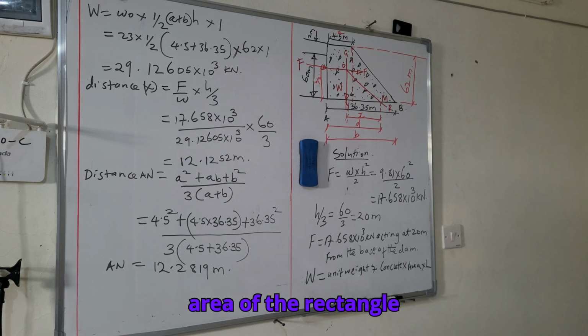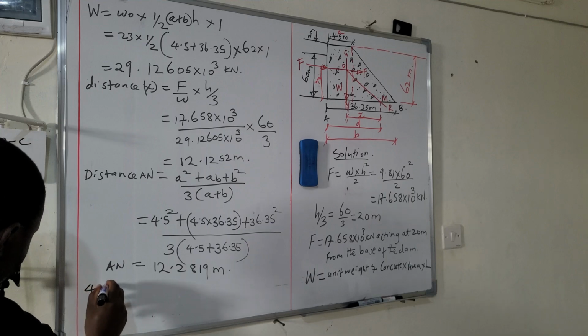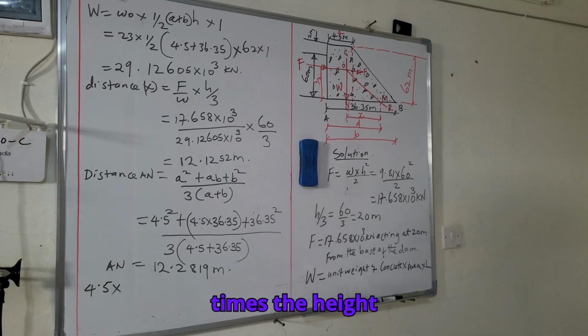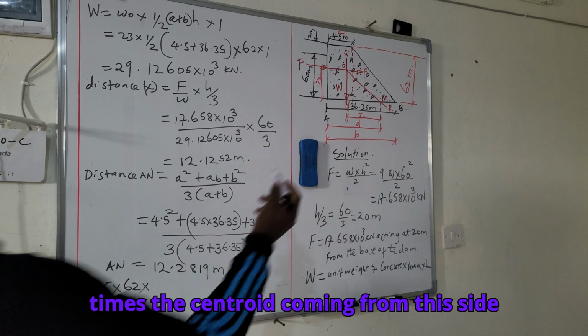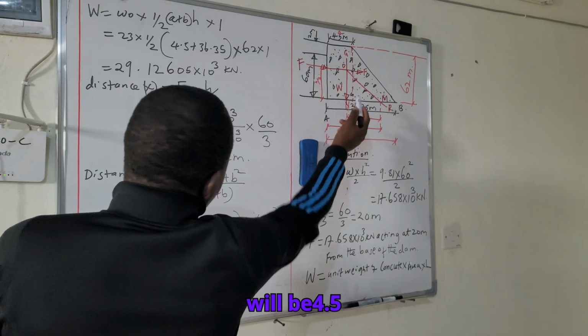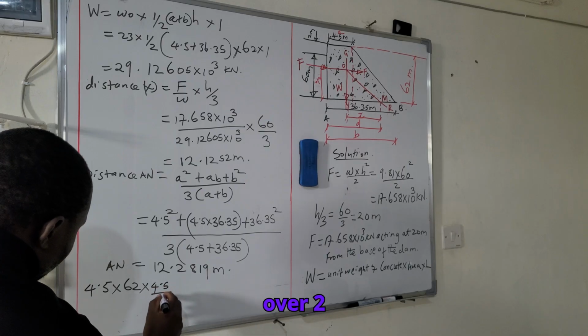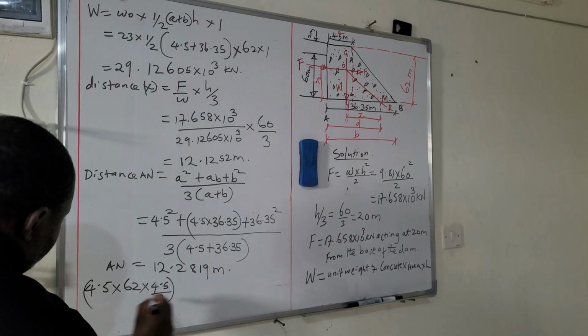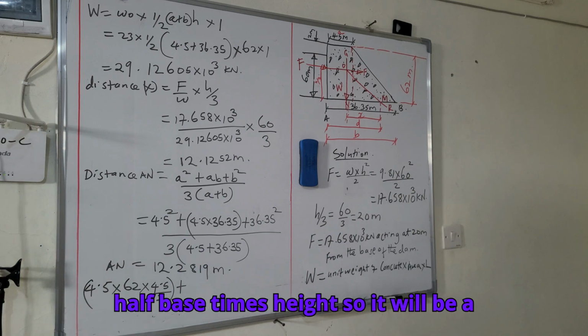So the area of the rectangle is length times width. So it means 4.5 times the height, which is 62, times the centroid, coming from this side as you proceed to the other side. So it will be 4.5 over 2, plus the area of the triangle, which is a half base times height.